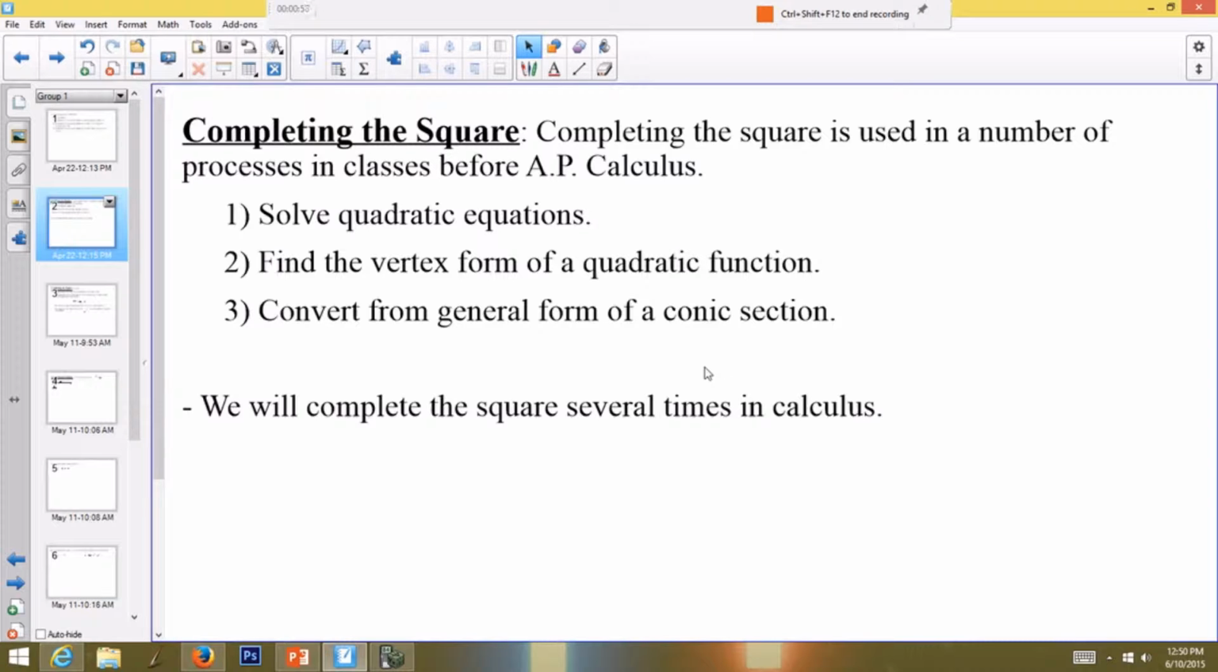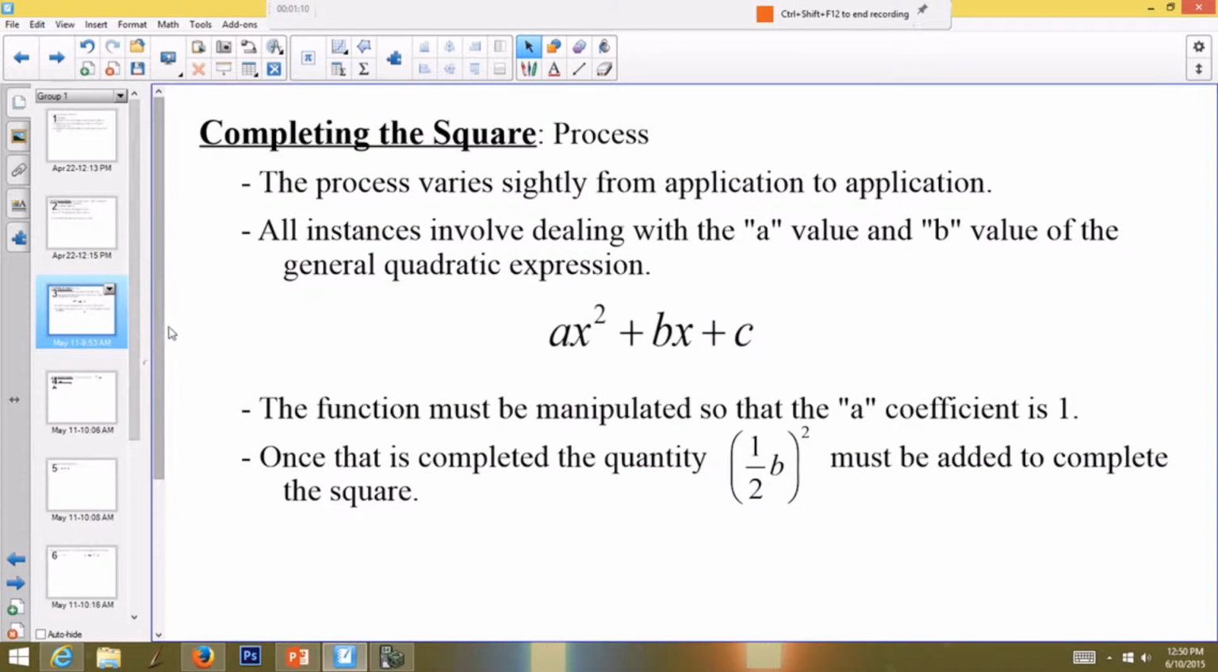But in calculus, we will be using completing the square for different processes, but we need to do a little bit before we get there. So I thought we would review the process that we've learned so far. From application to application, the process is going to vary a little bit, but in all instances, we are going to be very interested with the coefficient in front of the squared term and the coefficient in front of the linear term.